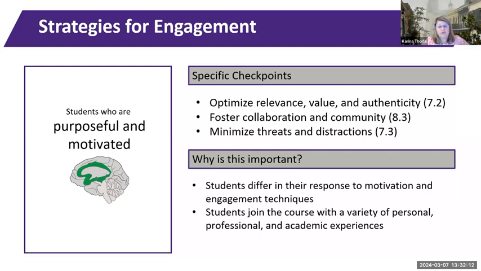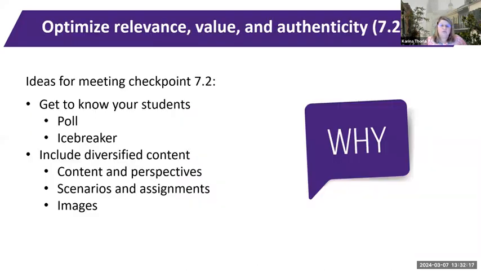So the first checkpoint that we are going to look at is 7.2. Checkpoint 7.2 helps spark excitement and curiosity for learning by optimizing, once again, that relevance, that value, the authenticity. So a key method of engaging students' interest is to demonstrate the relevance. In other words, why do I have to do this? Why is this important? And also the benefit of learning by showing that relevance through authentic and meaningful activities.